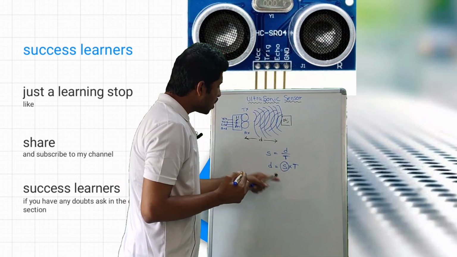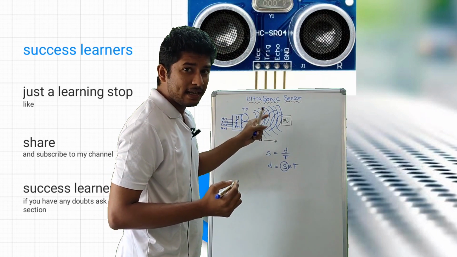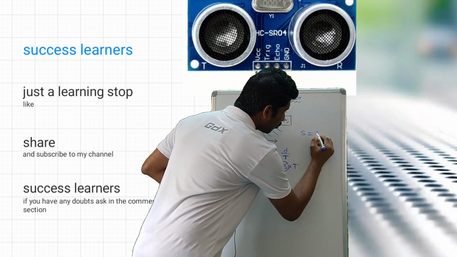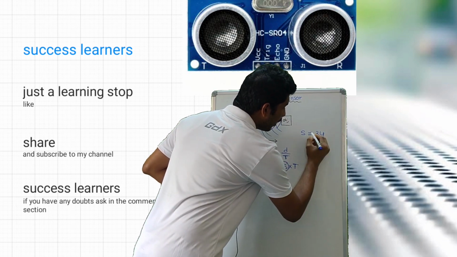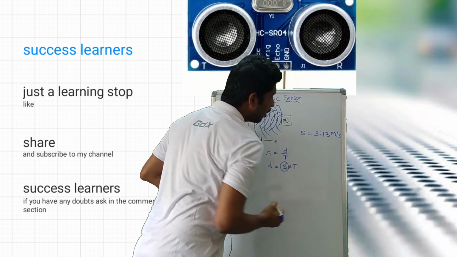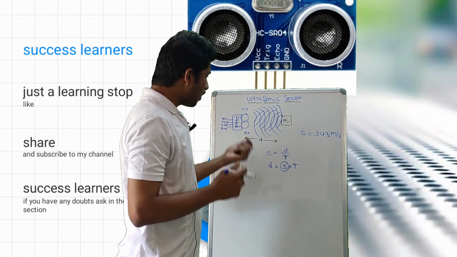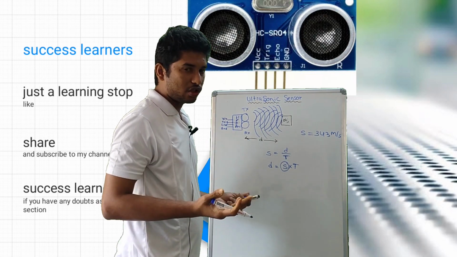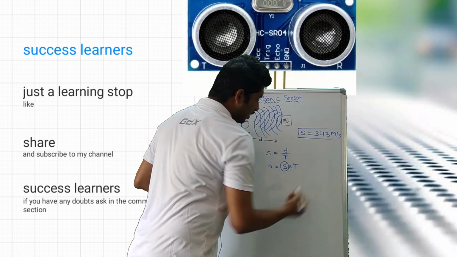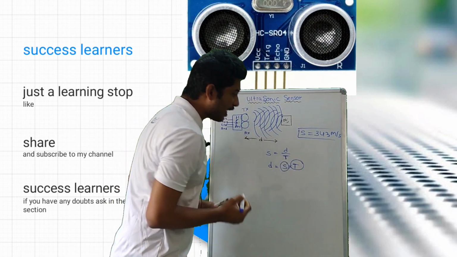Speed means the speed of the ultrasonic sound signals. The speed of the ultrasonic sound signals is approximately 343 meters per second. This is the speed of the sound signals, that's the speed of the ultrasonic sound signals also. So here we know the speed of ultrasonic sound signals. One parameter is completed, and then coming to the second parameter, t.